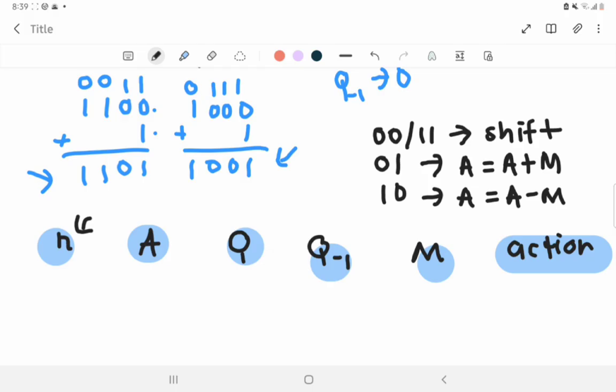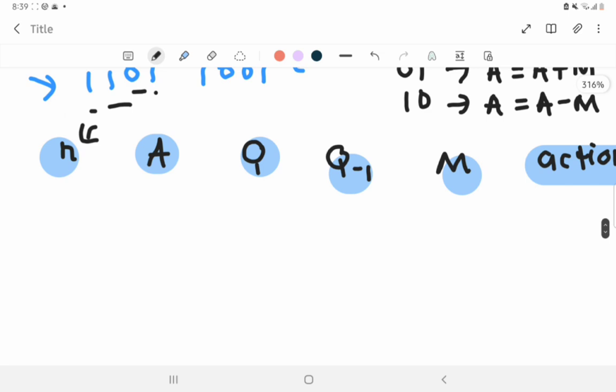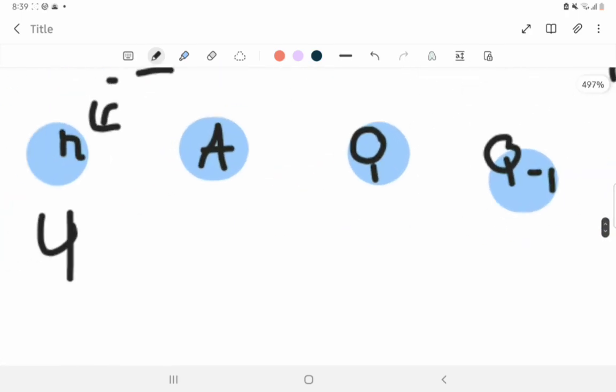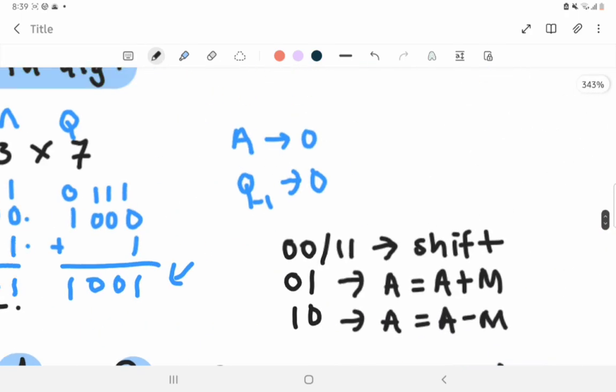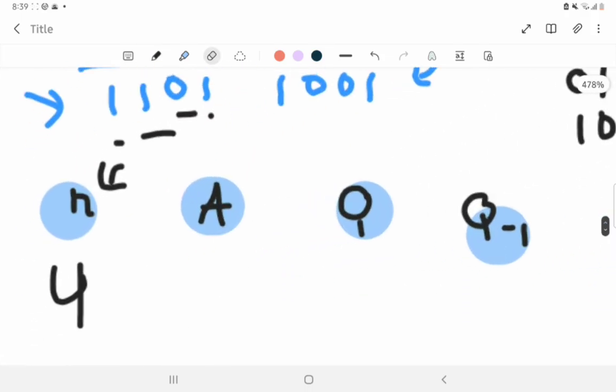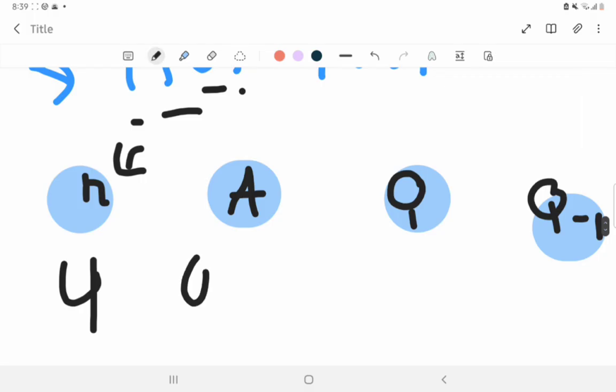1, 2, 3, 4, right? Oh my god, my pen battery is dying. So N is 4. I have to write with my hand. A, I told you before, we've initialized it. A is 0. Since we have 4 bits, we write 0, 0, 0, 0.